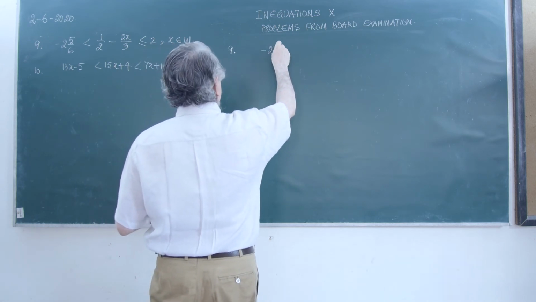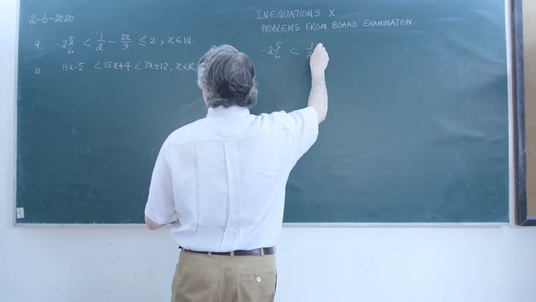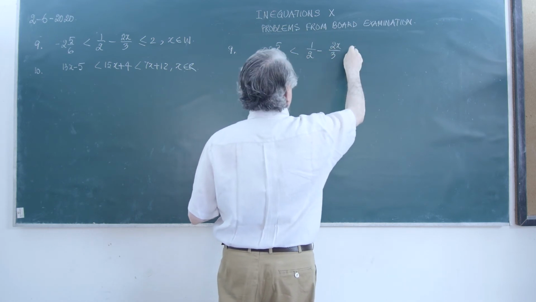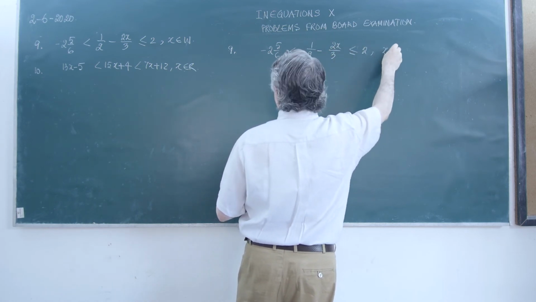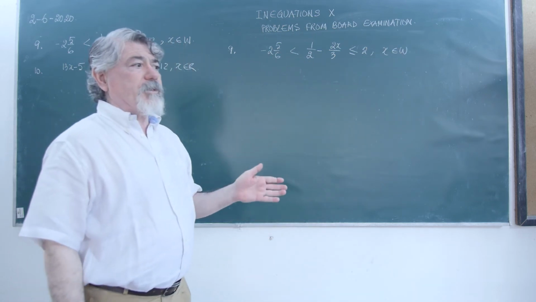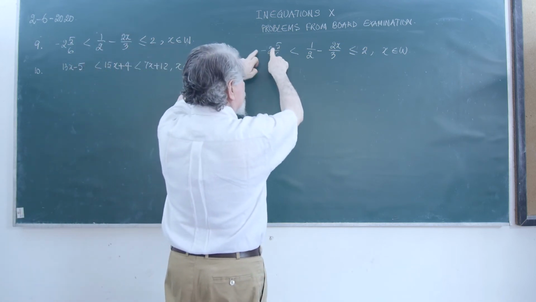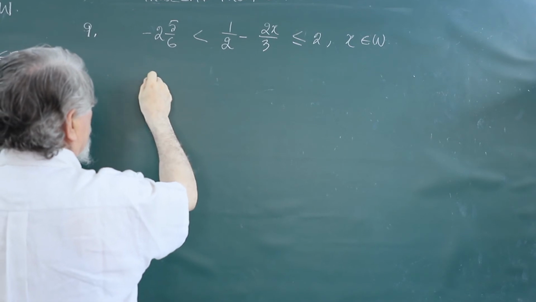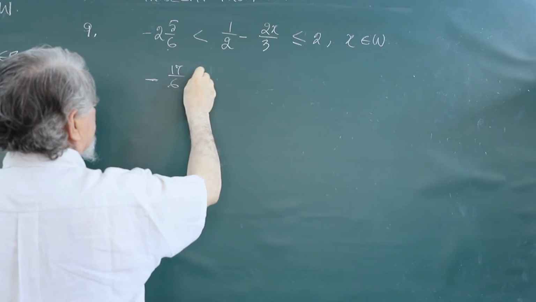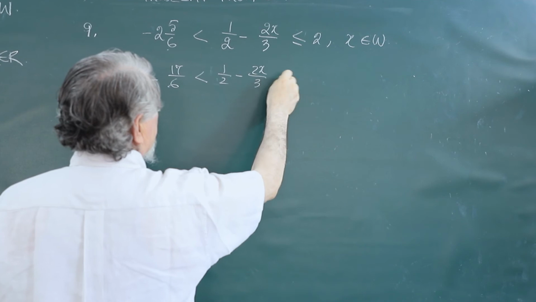Minus 2 5 upon 6 is less than 1 upon 2 minus 2x upon 3, less than or equal to 2. The replacement set is the set of whole numbers. Now it is the set of whole numbers. Set of whole numbers means 0, 1, 2, 3, 4. Now first of all let us convert this mixed fraction into a simple fraction. 2 times 6 is 12, plus 5, so minus 17 upon 6, less than 1 upon 2 minus 2x upon 3, less than or equal to 2.